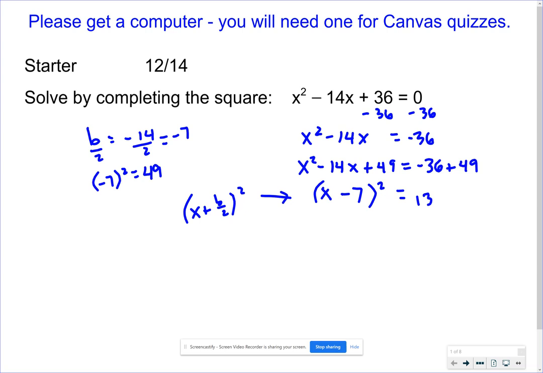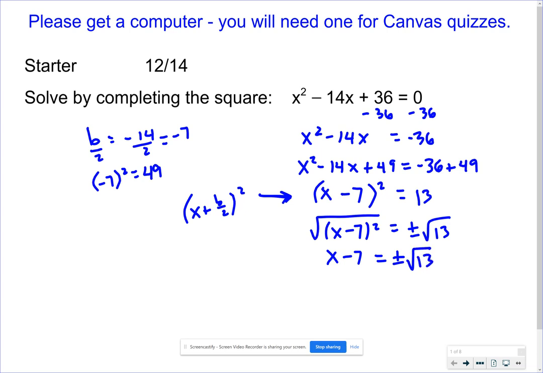We'll grab a calculator and test it out. It is 13. I'm just going to change that. It looked a little funny. We're going to take the square root of both sides to undo the square. We're going to do a plus or minus on the square root of 13. So plus or minus square root of 13. Square root undoes the square. And square root of 13 doesn't simplify because 13 is prime.